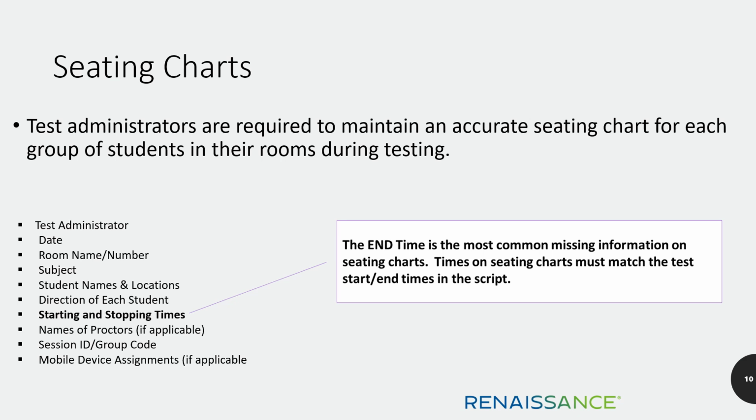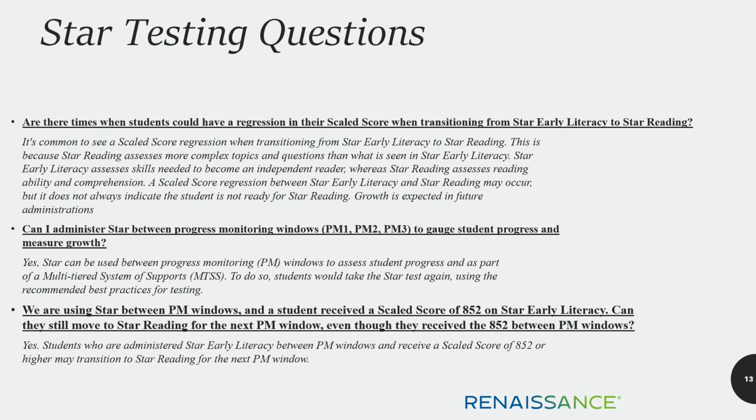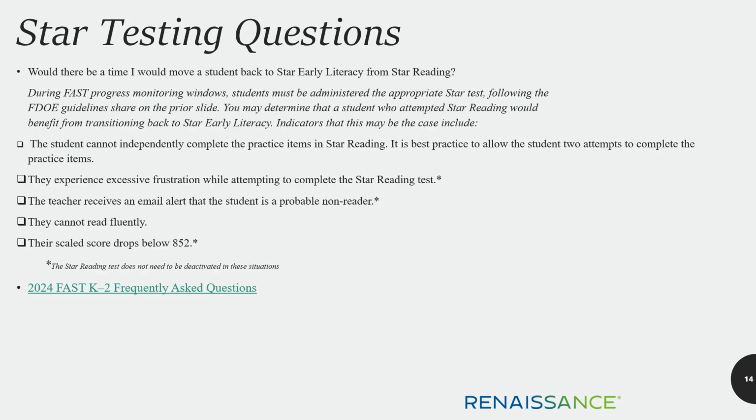Classes and grade levels that decide to give a whole class test, seating charts will be required to accurately include start and stop times, as well as all information included on this slide. Please be aware of all test dates for school year 24-25 as listed on this slide. Please read and review common STAR testing questions. Please read and review the following STAR testing questions.